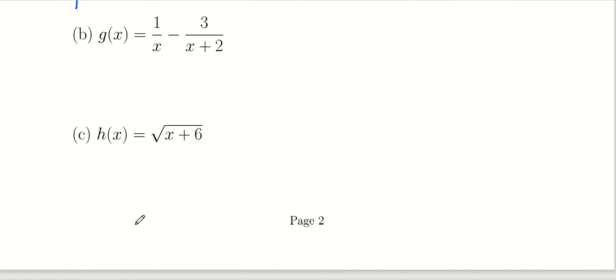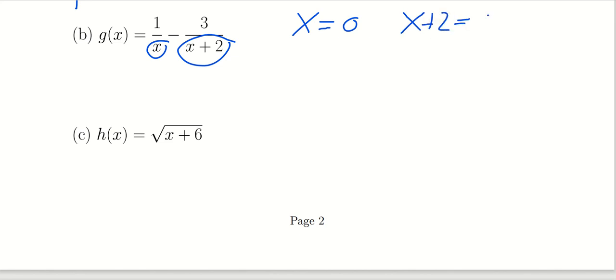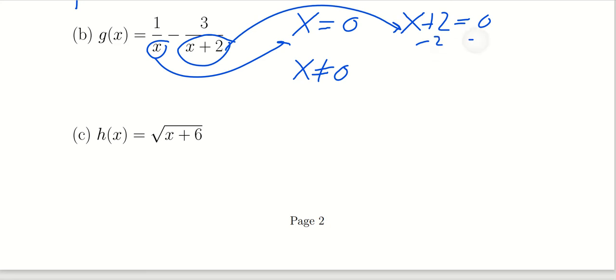G of x does have some denominators with some variables in it, so we can't divide by 0, so we need to make sure that neither one of those denominators equals 0. If I set the first one equal to 0, that would say that x is equal to 0. So that's going to be a restricted value. X cannot be 0. For the second denominator, if I set it equal to 0 and solve, we would get x equals -2. So that would be the second restriction that we would have here. So for g of x, every real number, with the exception of x equals 0 and x equals -2, will be in the domain.